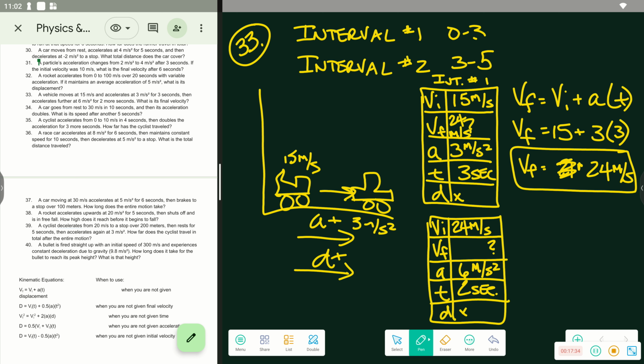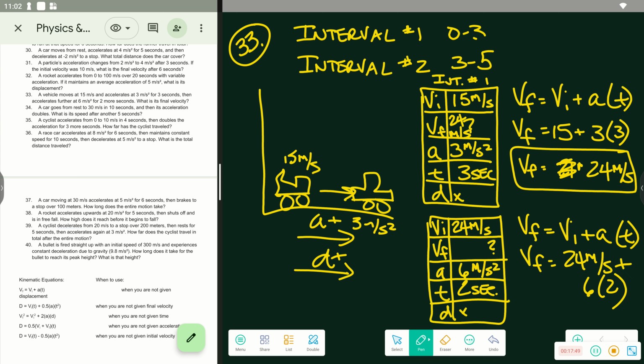Well, we just do the same equation again. VF equals VI plus A times T. VF equals 24 meters per second plus 6 times 2. It's 24 plus 12, so your final velocity is going to be 36 meters per second. So your final velocity after all this is 36 meters per second.